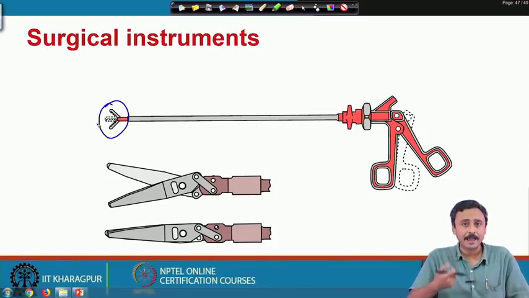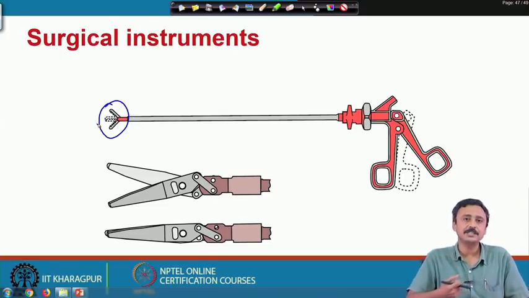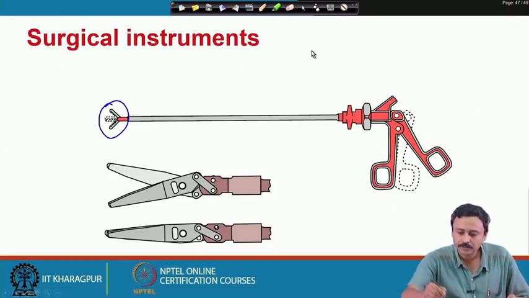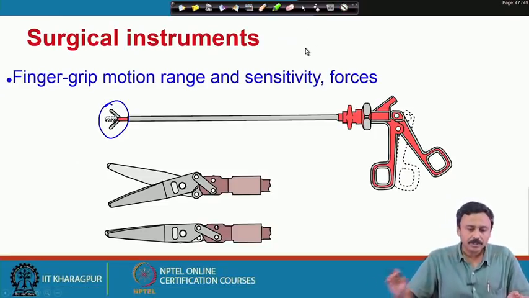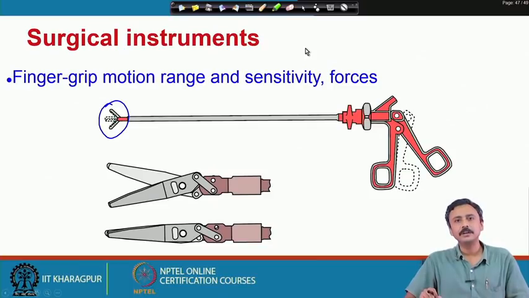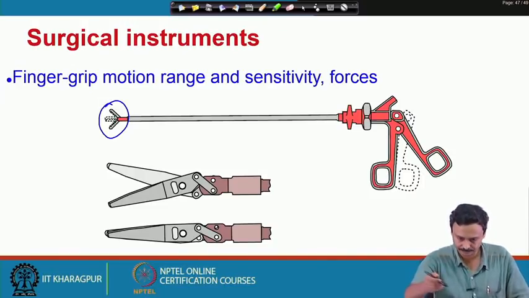Or maybe when he is clamping, the surgeon should be able to experience the force that he is putting. He should not put too large forces. So, what are the issues? As I mentioned, this finger grip motion, range, sensitivity, the force that the surgeon has to apply in order to move the scissors. So, these are issues which are relevant to our discussion on kinematics.